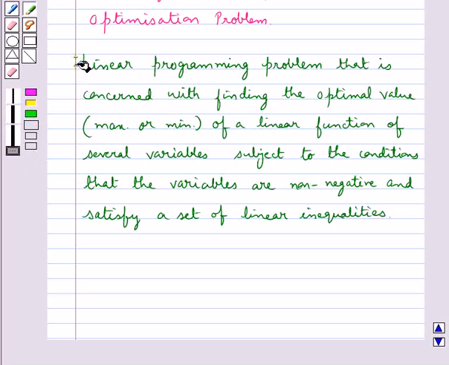In the term linear programming, the term linear implies that all mathematical relations used in the problem are linear relations, while the word programming refers to the method of determining a particular program or plan of action.